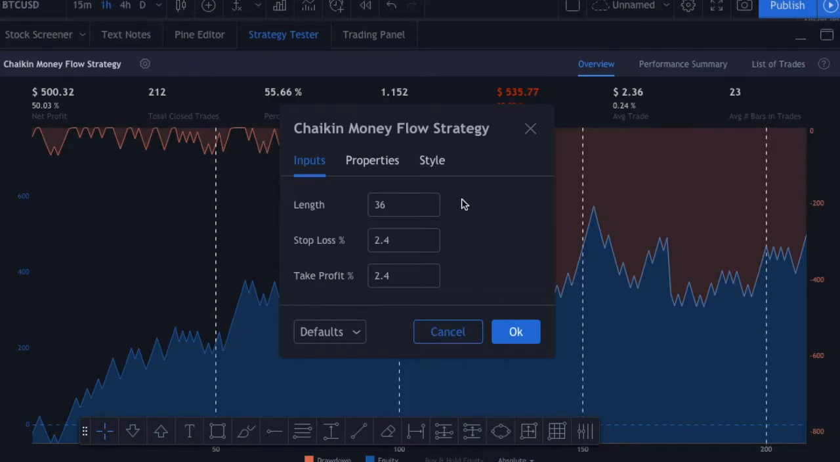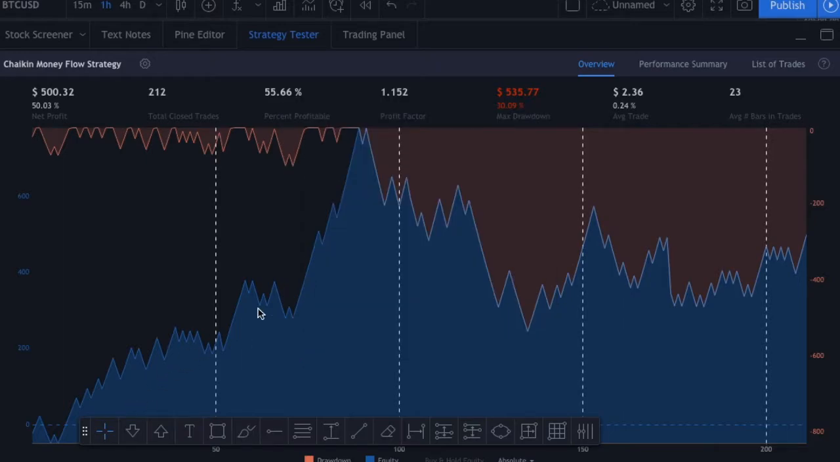You don't want to use the same length for every single one. Definitely not the same stop loss and take profit for every single indicator because they're all different. So 50% net profit you would have made if you would have used a length of 36. So that's about where you want to be if you're trading this indicator or you're back testing it. Whatever you're doing with it right now, you want to be around the 36 period length.